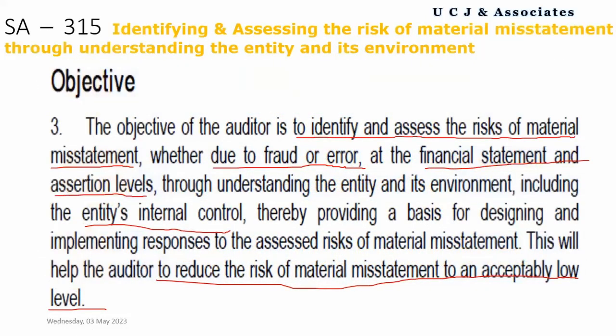So the objective of the auditor is to identify the risk of material misstatement, whether due to fraud or error, at the financial statement and assertion level, through understanding the entity and its environment, including the entity's internal control, thereby providing a basis for designing and implementing responses to the assessed risks of material misstatement. This will help the auditor reduce the risk of material misstatement. And at the Tally level, what we are trying to do is have internal control as well as reduce the risk.